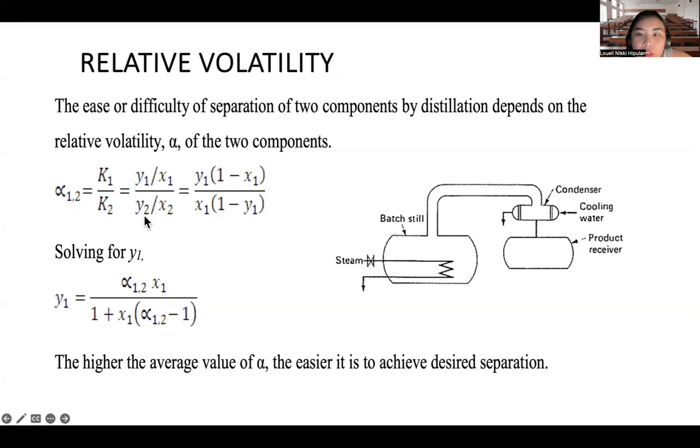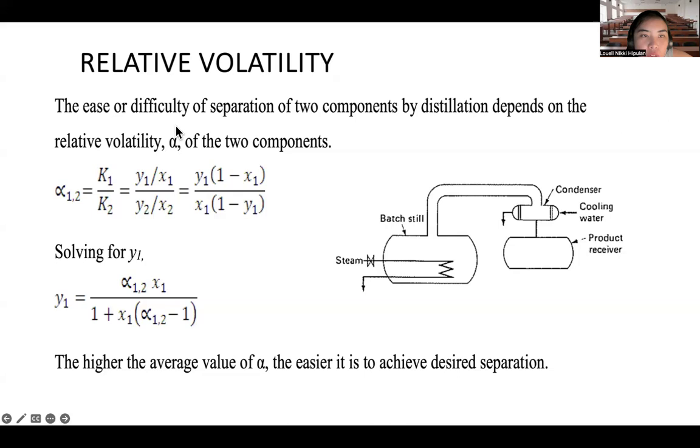So you have alpha 1,2 is equal to K1 divided by K2. K1 and K2 are the equilibrium constants for component 1 and component 2, respectively. It is equal to Y1 divided by X1, divided by Y2 divided by X2. Y1 and Y2 are the mole fractions of your components in the vapor phase, and X1 and X2 are in the liquid phase.